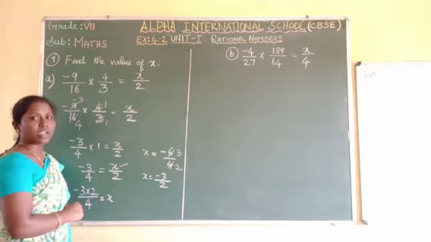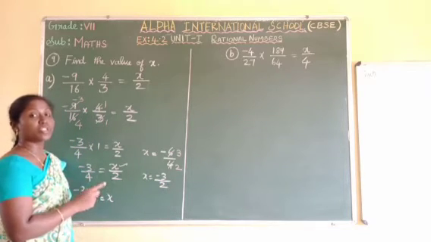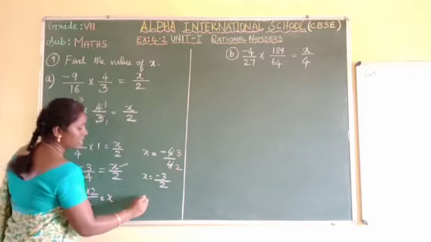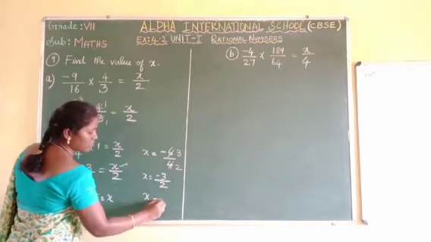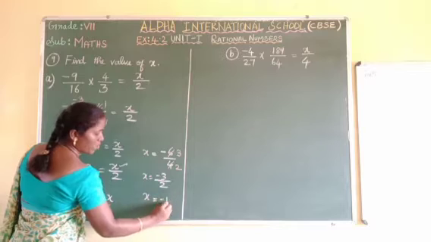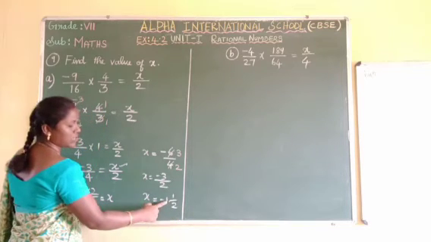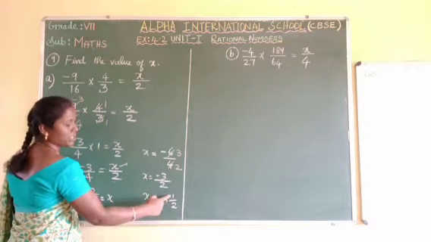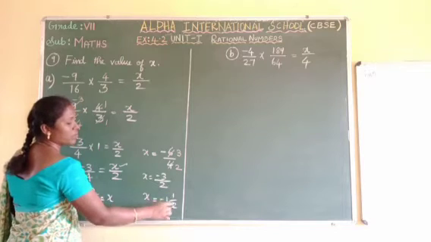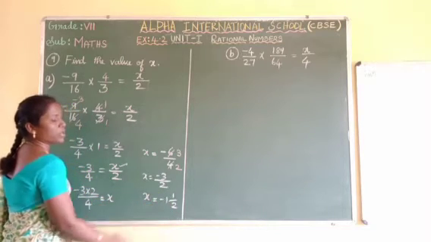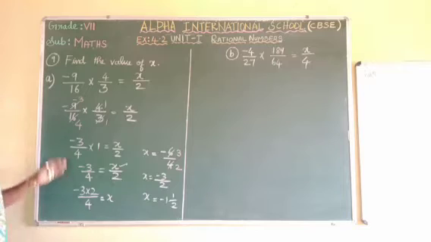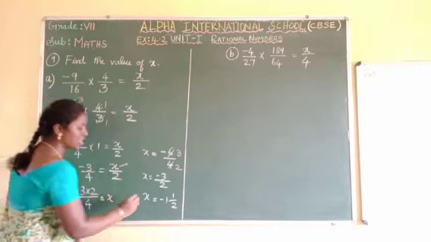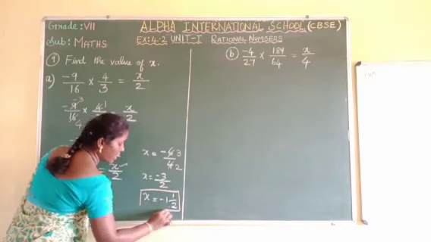Is the answer in standard form? No, it is an improper fraction, so we have to change it to the mixed fraction. It is simple only, no? Minus 3 by 2 is equal to minus 1 into 2, 1. So see, 1 into 2, 2 plus 1 is 3. So minus 1 into 1 by 2. That is the final answer for x. So we got the value of x is equal to minus 1, 1 by 2.